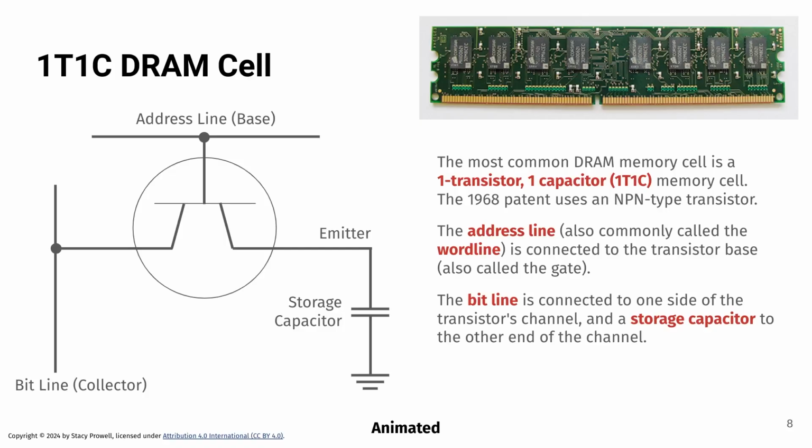All right, enough of that. The address line at the very top, commonly called the word line for the purposes of DRAM, is connected to the transistor base, or the gate, that allows or impedes the flow. So when I put some voltage on the address line, it's going to open that gate up and allow charge to flow. The bit line is connected to one side of the transistor's channel, and I put a storage capacitor on the other end of the channel. And there you go.